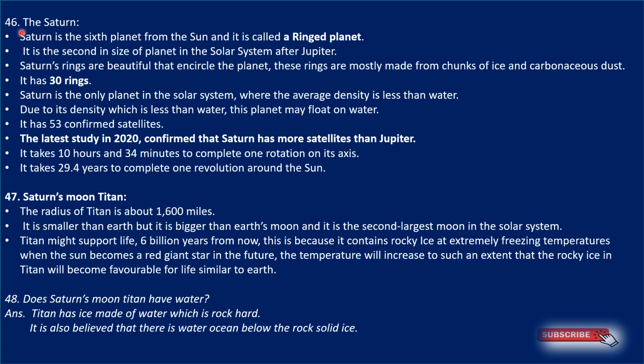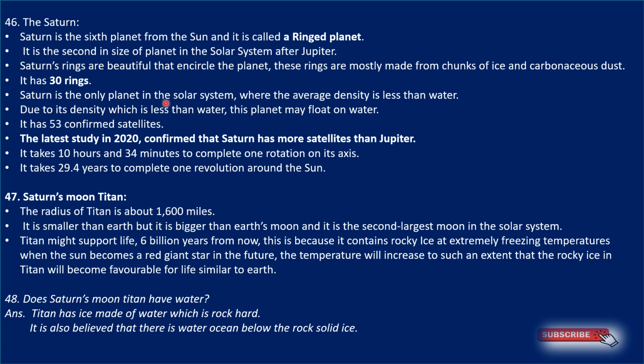Saturn. Saturn is the sixth planet from the Sun and it is called a ringed planet. It is second in size among the planets in the solar system after Jupiter. Saturn's beautiful rings encircle the planet. These rings are mostly made from chunks of ice and carbonaceous dust. It has 30 rings. Keep in mind, it has 30 rings.